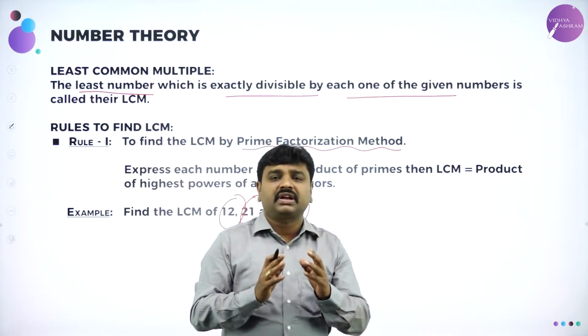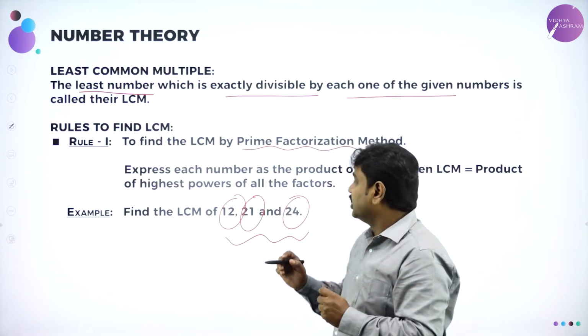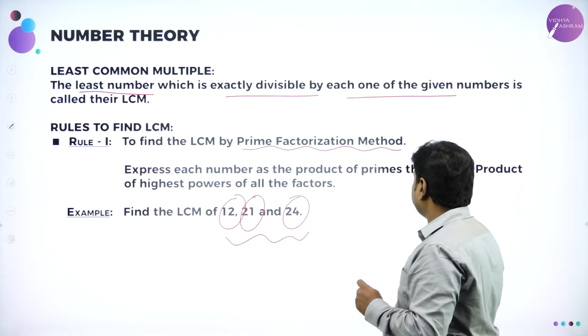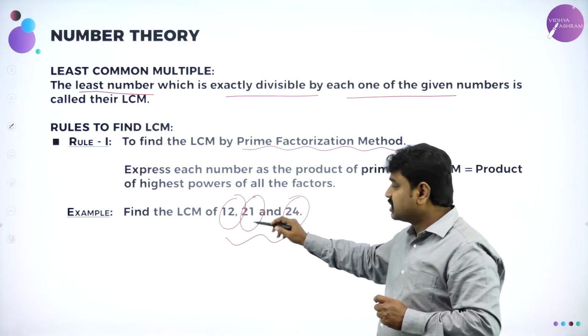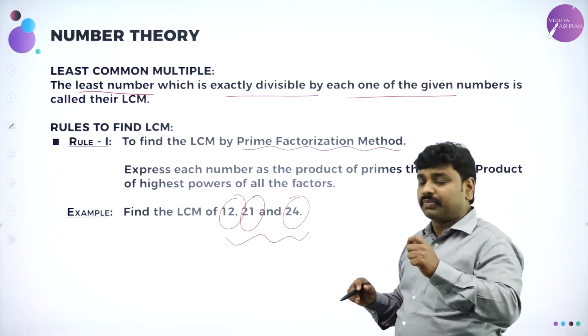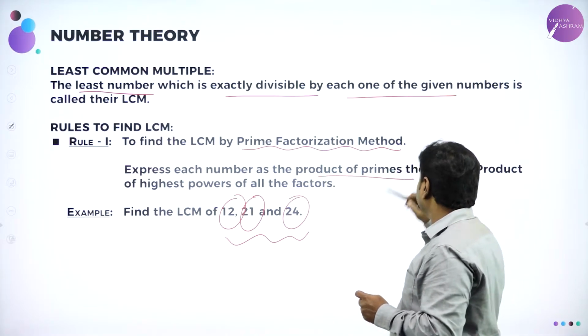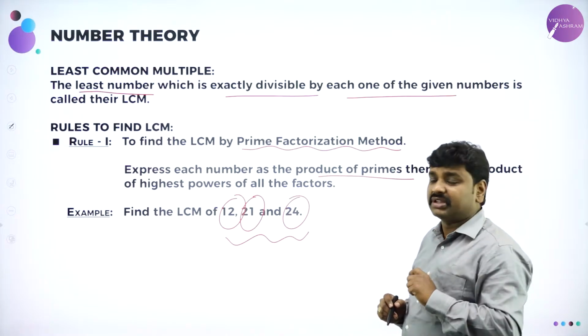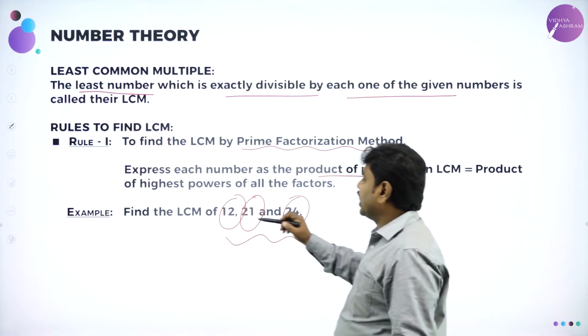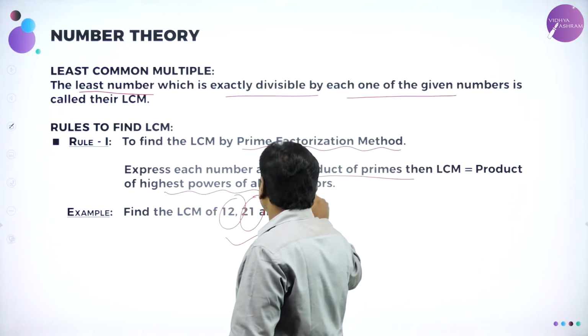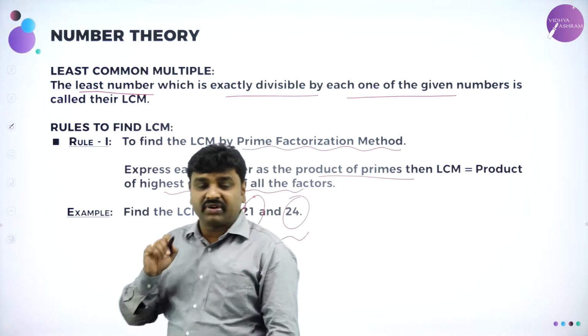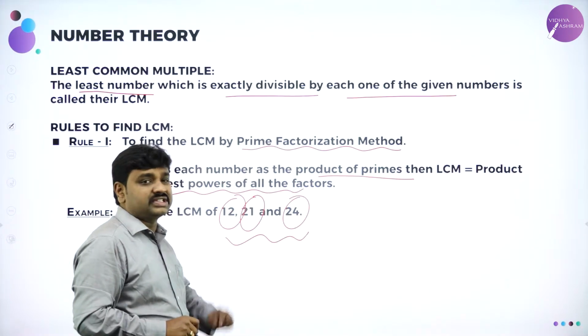Once you convert the given number as a product of prime factors, express each number as a product of prime numbers. Means if I give three numbers 12, 21, 24, each number you write in the form of a product of prime numbers. Then what is LCM in that? It is the product of highest powers of all the factors. Product of highest powers of all the factors gives you LCM.